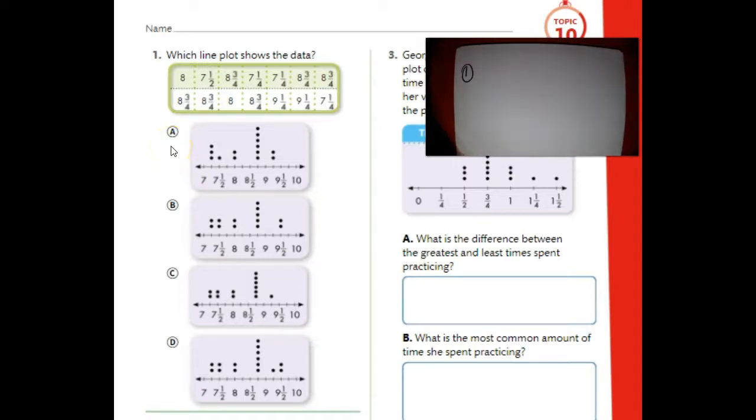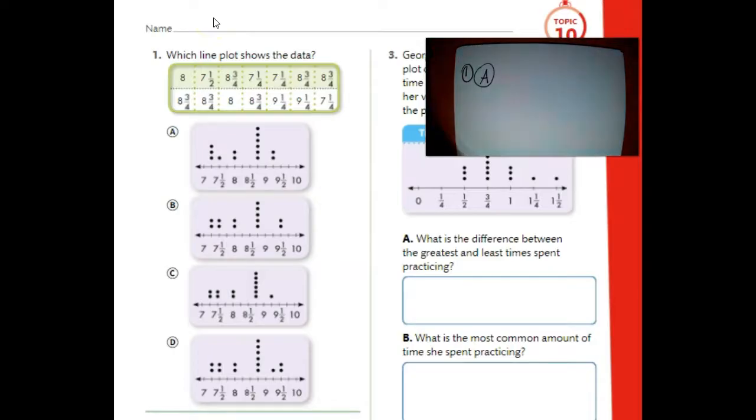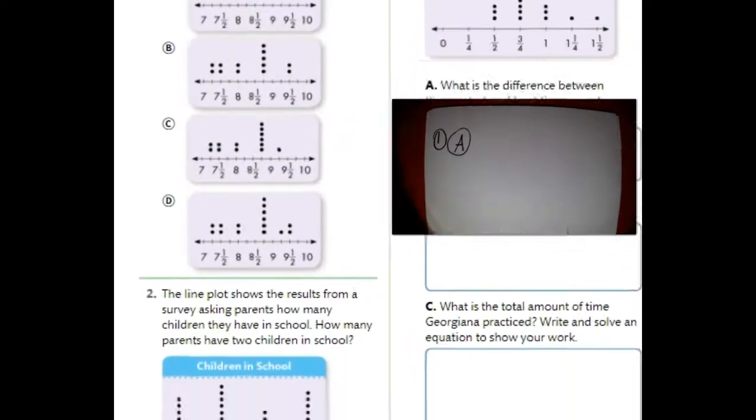If I continued on through this, 8 3/4, I have 1 there, 2, 3, 4, 5, 6. I should have 6 dots above 8 3/4. And I think that would help me eliminate some of them, because here I have 6 dots. Here I have 5 dots. Here I have 6 dots. And here's 6. So basically we just want to look at the data set that we're given and pick our best answer. There's not a lot of work that I can really show here other than showing you the answer is A.